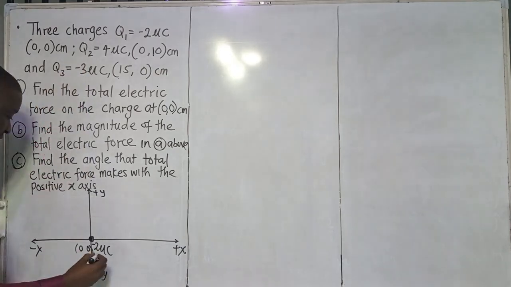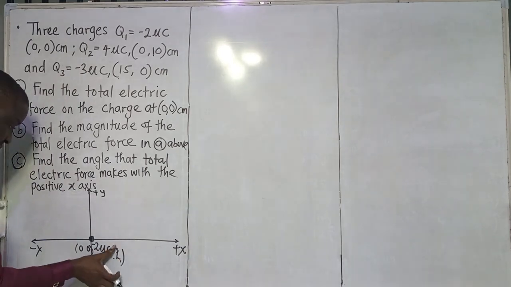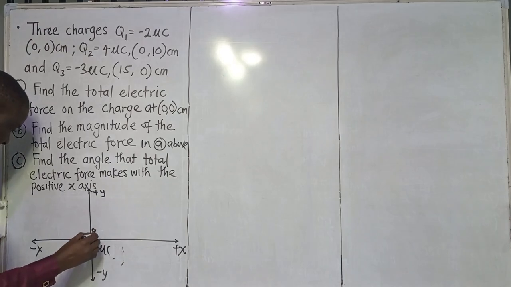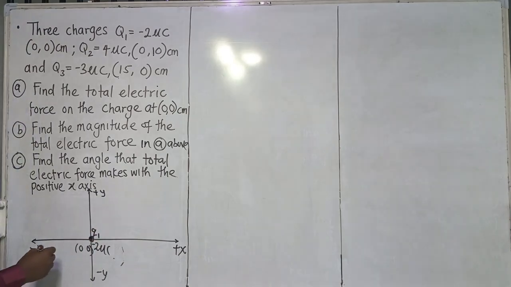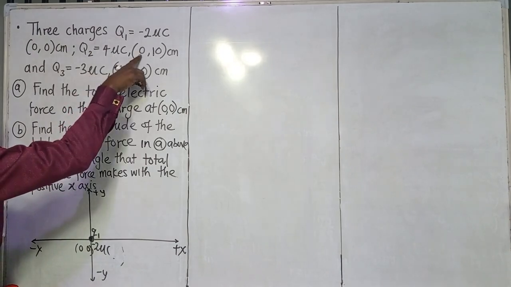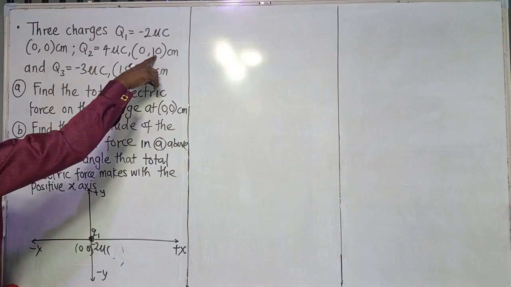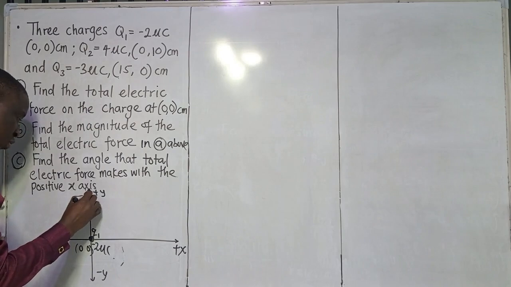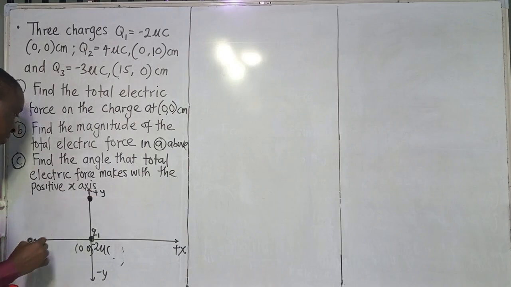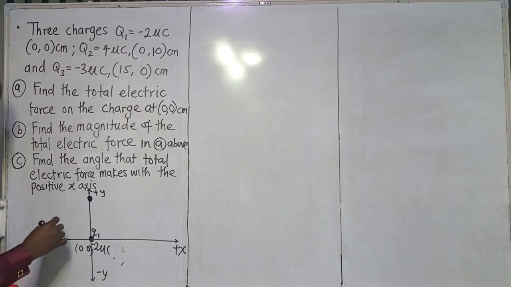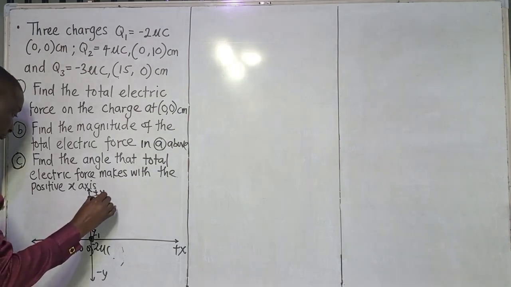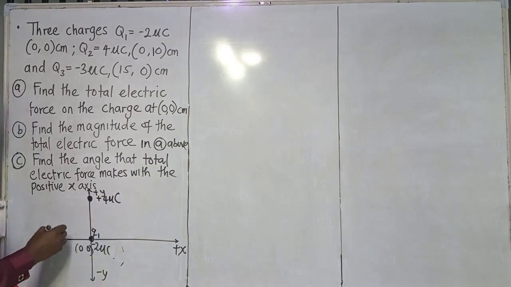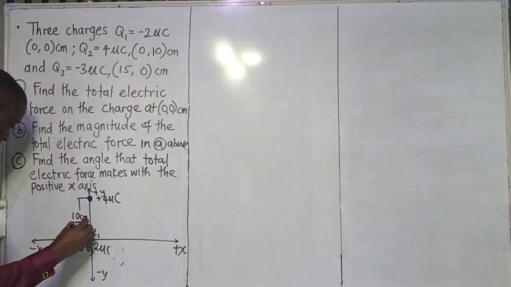This is Q1. Don't forget this is Q1. Q2 is 4 microcoulombs placed at 0,10. That is, x coordinate is 0, y coordinate is 10. That should be along the y coordinate, so this is on the line of the y. So this is plus 4 microcoulombs, and from here to this place will now be 10 cm.